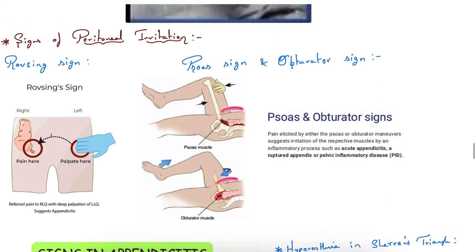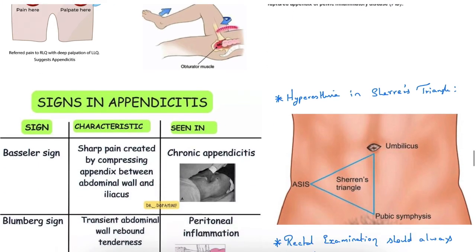Okay, and we have some signs, that is Rovsing sign and Psoas sign or obturator sign. Rovsing sign means if you palpate the left side, the patient will feel pain in the right lower quadrant. Okay, in Psoas sign, if you try to flex the hip, then the patient will feel pain. If you do obturator muscle stimulation, the patient will feel pain like this. You can see it in this image. The hip will be flexed, and if you rotate it internally, the patient will feel pain, then the obturator sign will be positive.